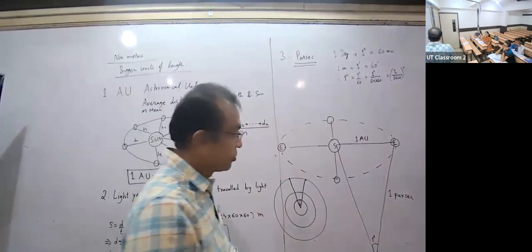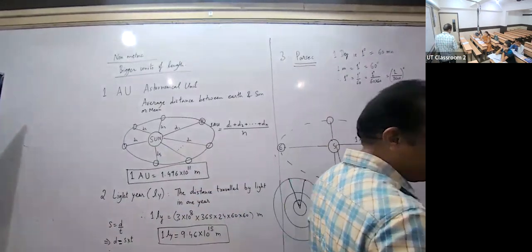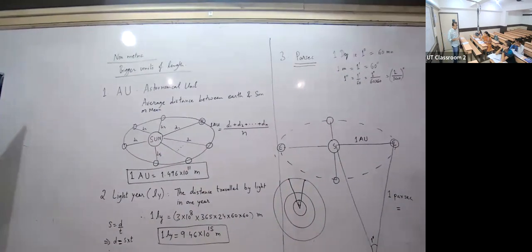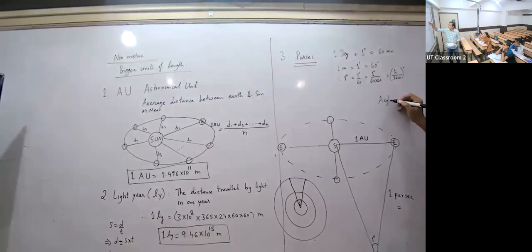I'm not going into the calculation, because you need knowledge of degree and radian conversion. That will be taught to you; right now, it is not taught to you. So these calculations, and there is one more relation: angle is equal to arc upon radius.